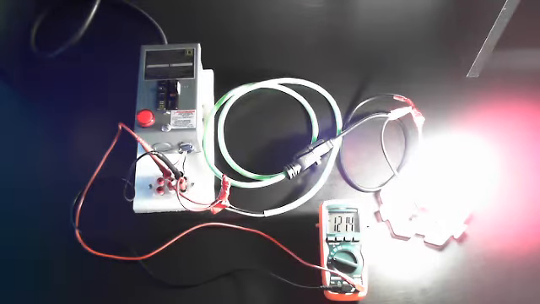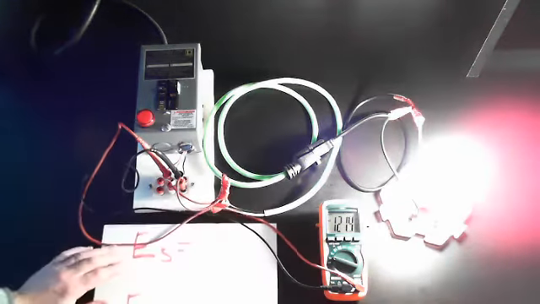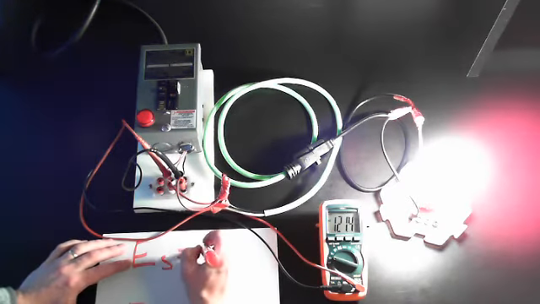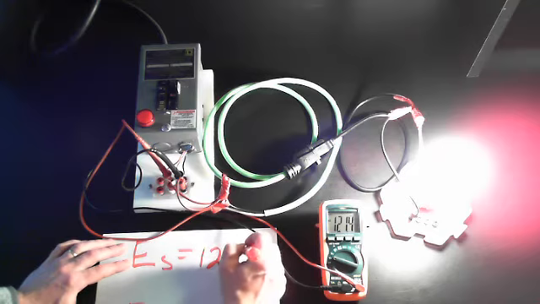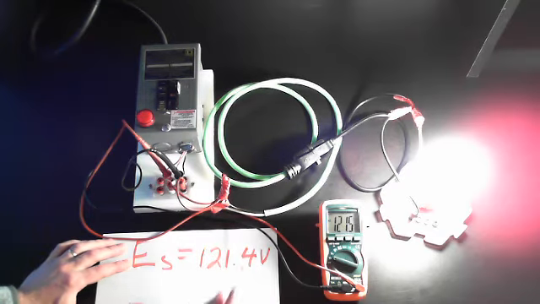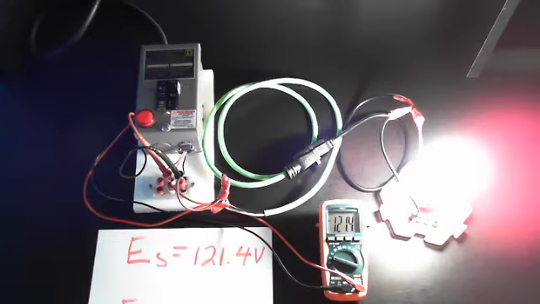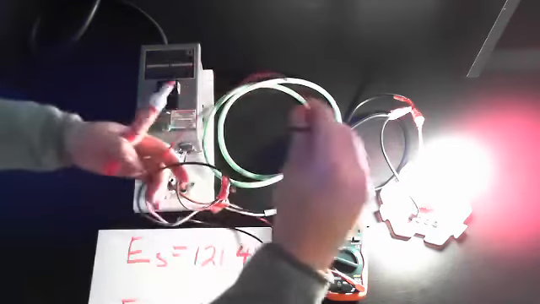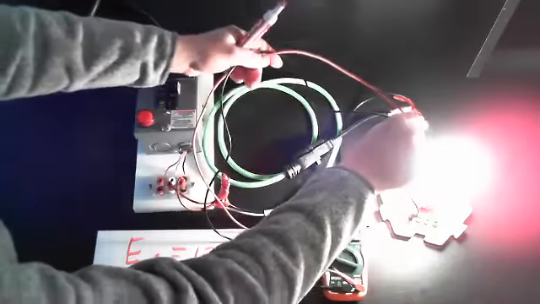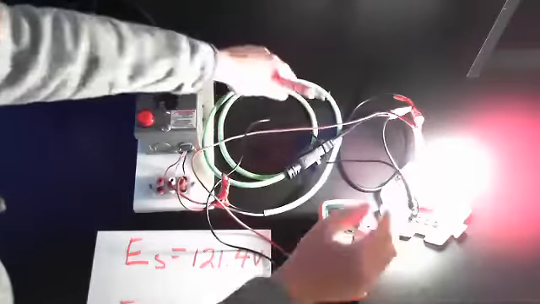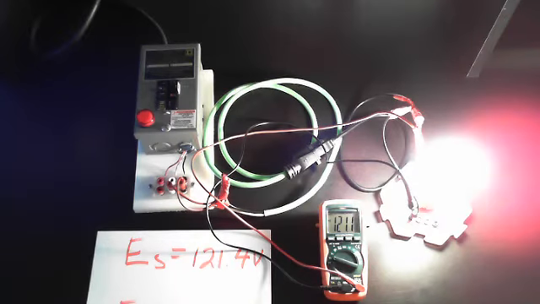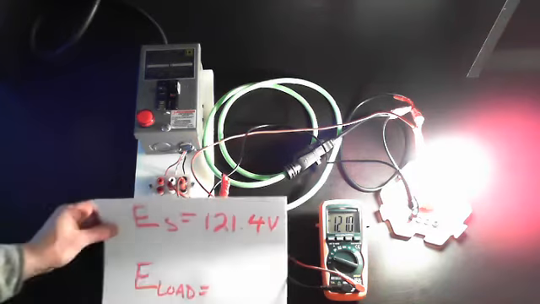We'll drop that down to 0.4, round that to 4. So that's our source voltage. And then if we move our voltage leads to the load, so now we're measuring across the light bulb at the load, we're measuring 121.1. Okay, so not a significant difference.